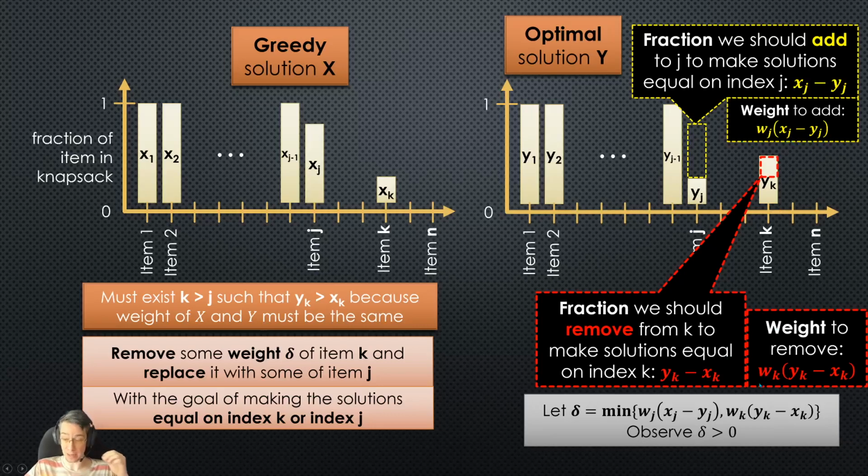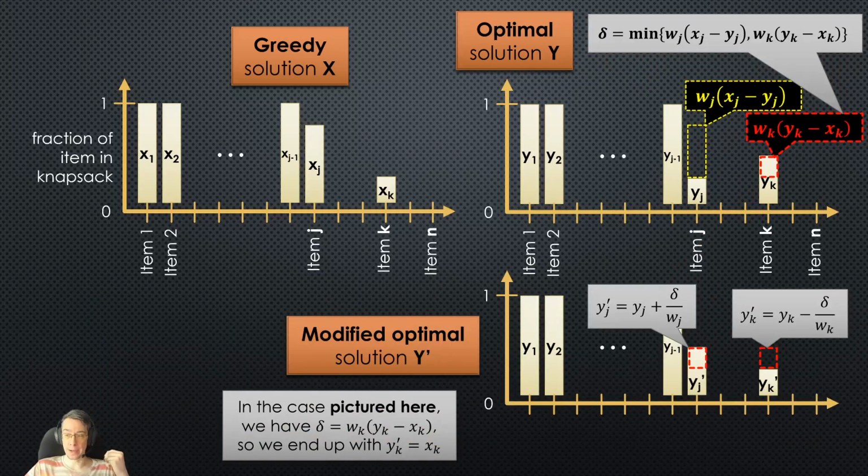So both of these weights are positive, so delta is going to be greater than 0, but it's the minimum of these two weights, because we're going to be able to move the minimum of those two weights without exhausting all of this item, or removing too much of this item, and without adding too much of this item such that we make the solution infeasible. So the minimum of these two is an amount that we can always remove from k and add to j without rendering the solution infeasible. Okay, so here's our modified solution y prime.